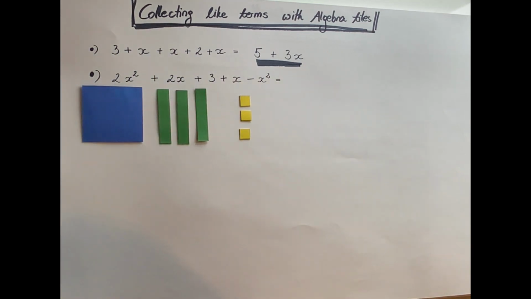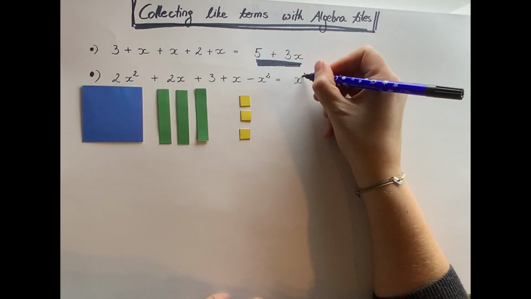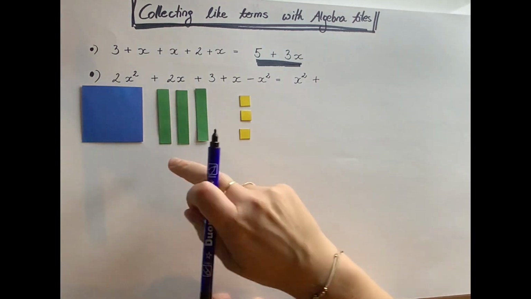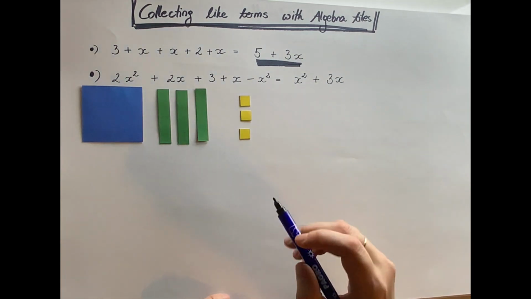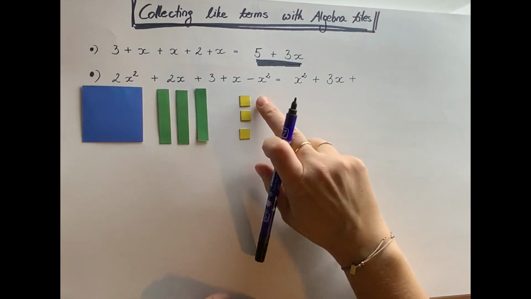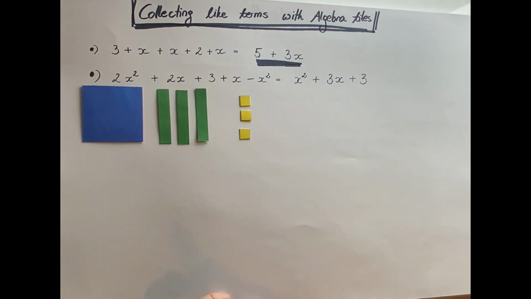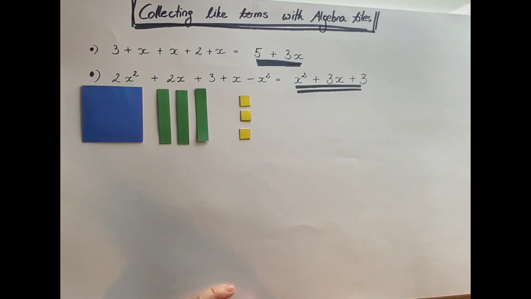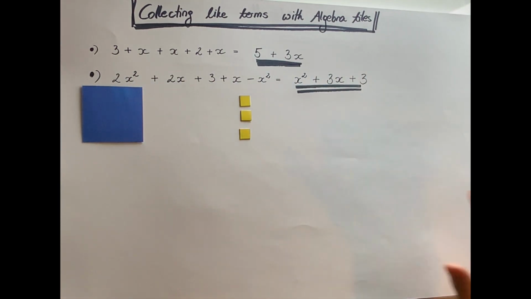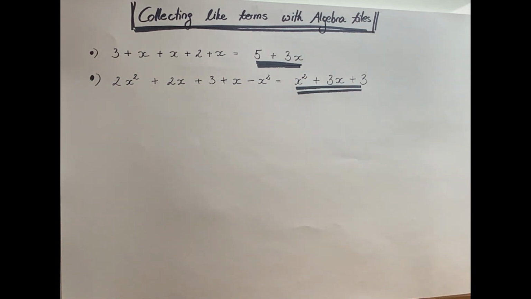And now we have all the ones that we're left with. And this is 1x squared plus 1, 2, 3x plus 1, 2, 3 units. So that's this expression simplified. Let's have a look at a third example.